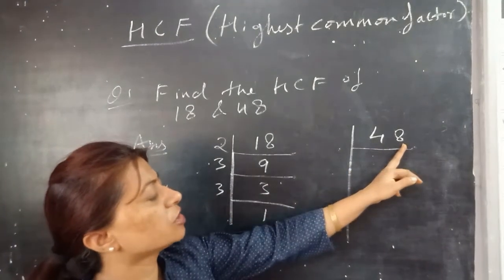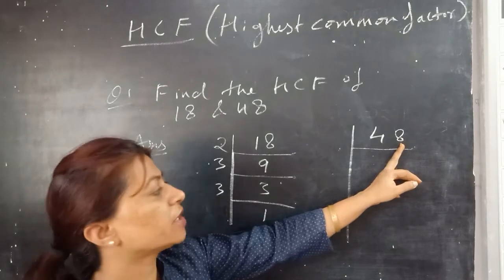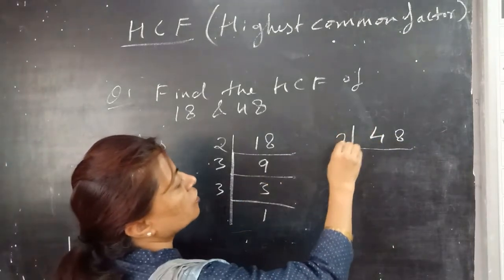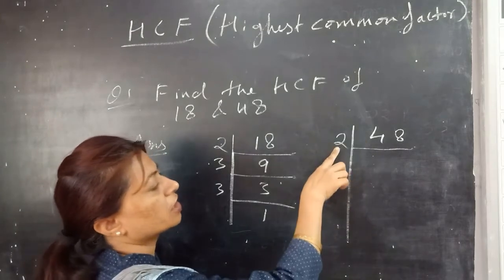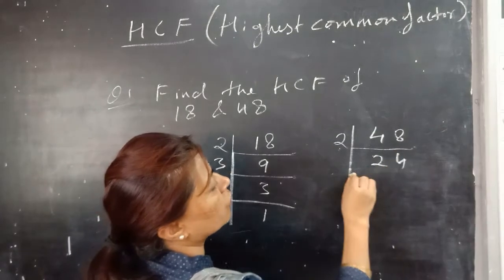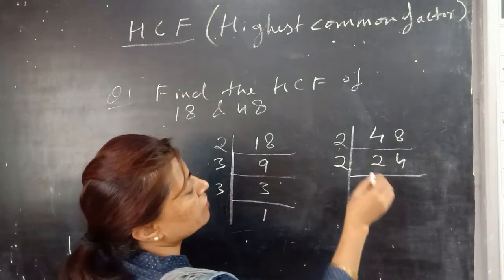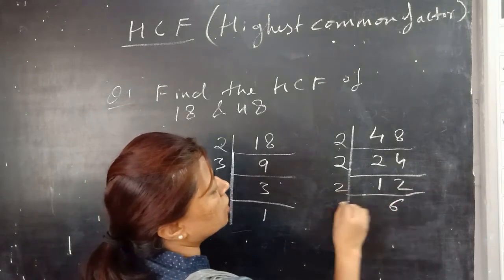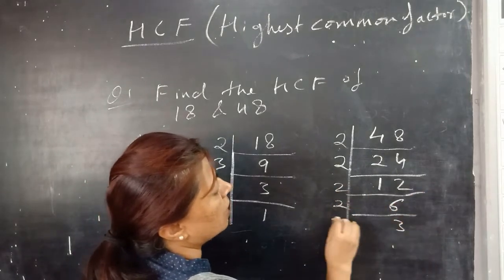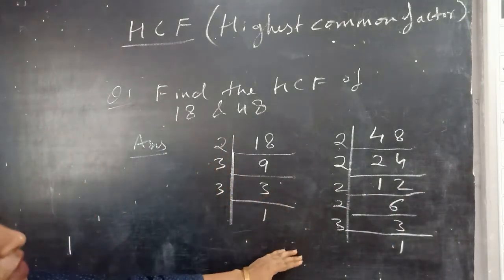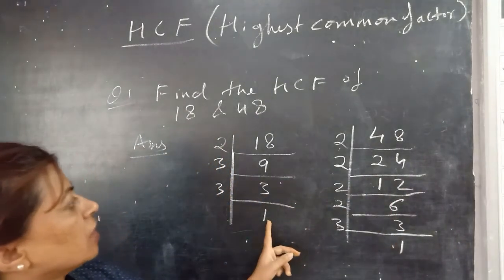Moving to the next, here also the last digit is 8 and 8 comes in the table of 2, so we can divide 48 by 2. This point you have to note: whatever number you are taking out, that number should be a prime number. So 2, 4, 8. Again it can be divided by 2: 2, 1, 2, 4, then 2, 6, 12, 2, 3, 6 and 3 into 1. You have to divide until at the last you get 1.